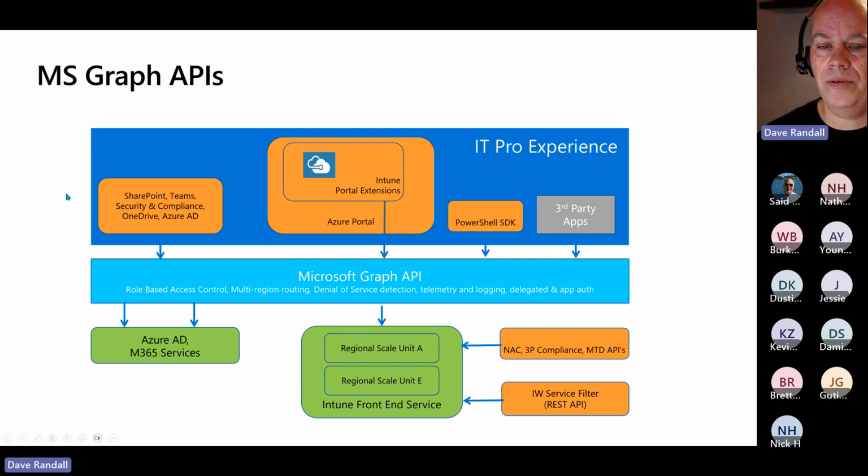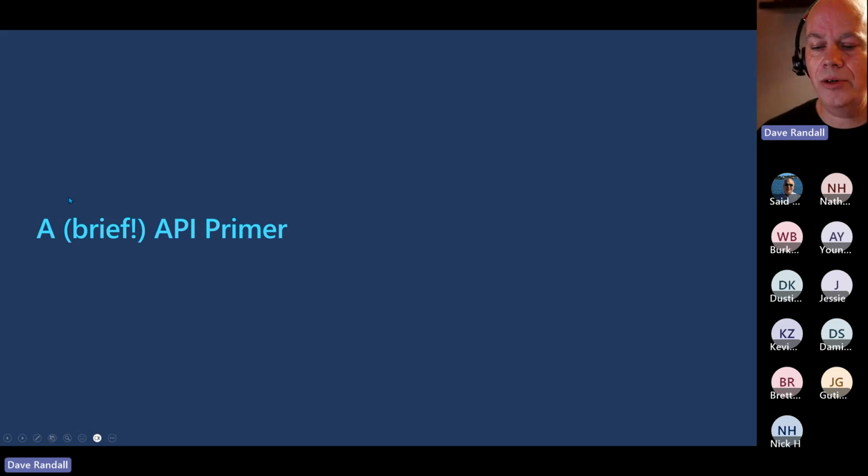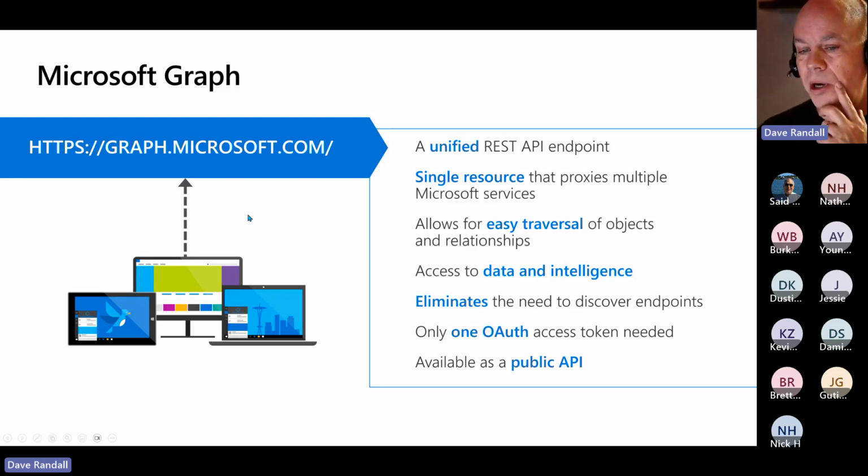So that's the overall architecture of Microsoft Graph APIs. So let's dive into more detail about the APIs themselves. The Microsoft Graph API is hosted behind a URL, graph.microsoft.com, which provides a single unified RESTful API endpoint for all of the different services.